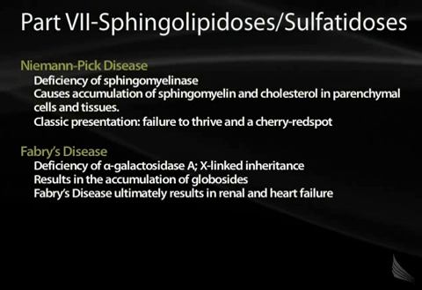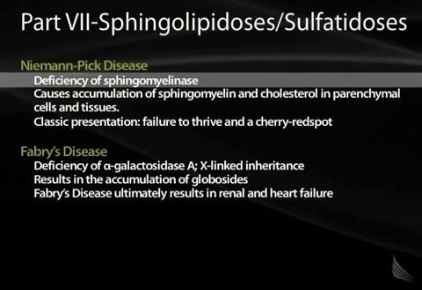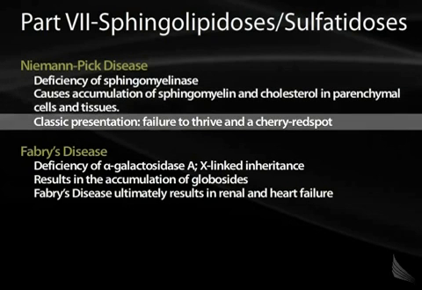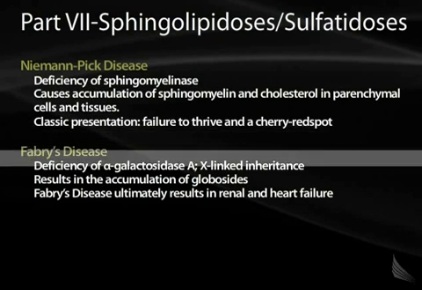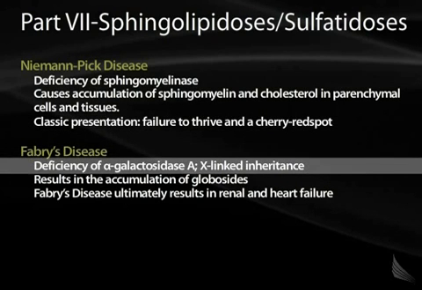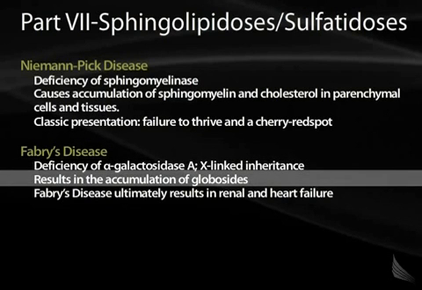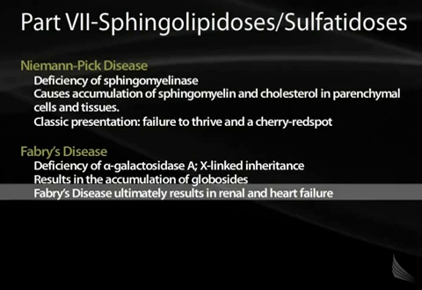Here we have some more diseases, Niemann-Pick disease and Fabry's disease. Niemann-Pick is a deficiency of sphingomyelinase. It causes the accumulation of sphingomyelin and cholesterol in parenchymal cells and tissues. Classic presentation similar to Tay-Sachs, cherry red spot, failure to thrive. Fabry's disease is a deficiency in alpha-galactosidase A. It's an X-linked inheritance. It results in the accumulation of globosides, and it ultimately results in renal and heart failure.